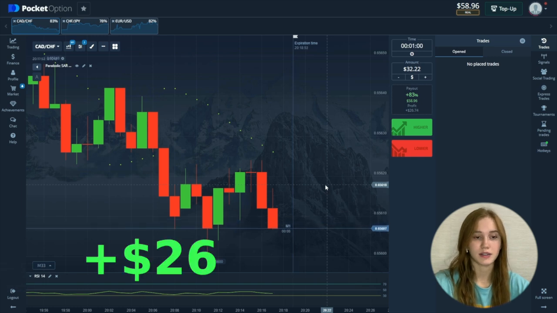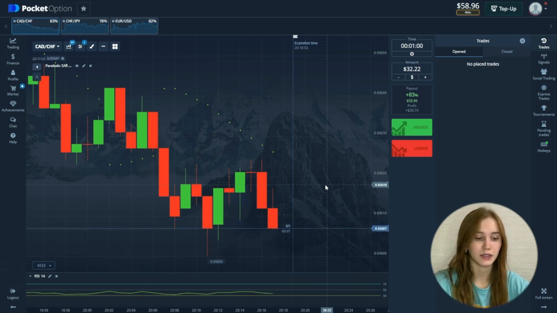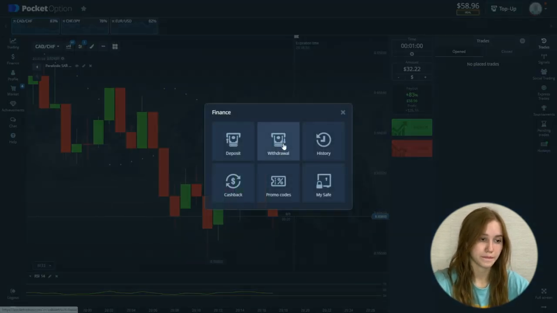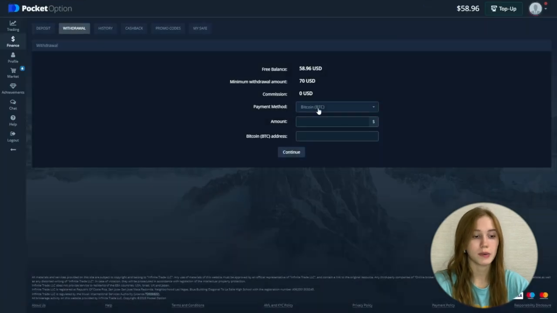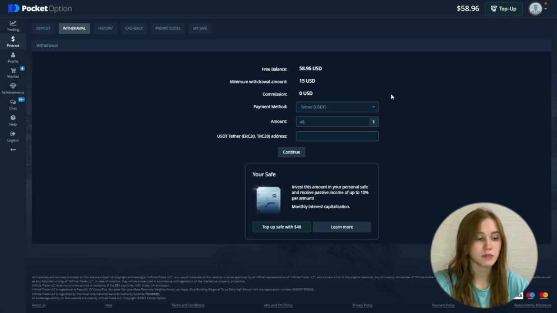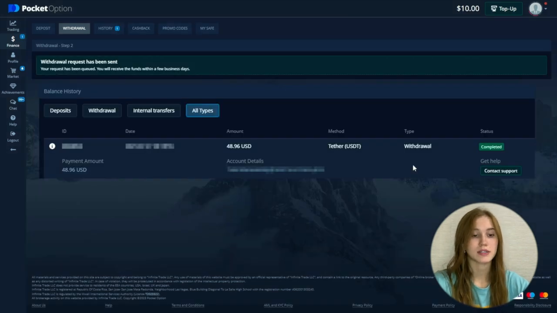It was $26, and now let me show you how to withdraw our money. Let's go to this tab. We'll withdraw. We'll leave $10 on the balance. We will withdraw $48. As you can see, the withdrawal was successful, and let's finish our trading session for today.